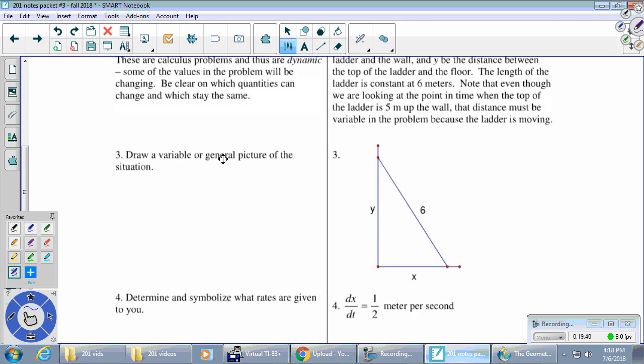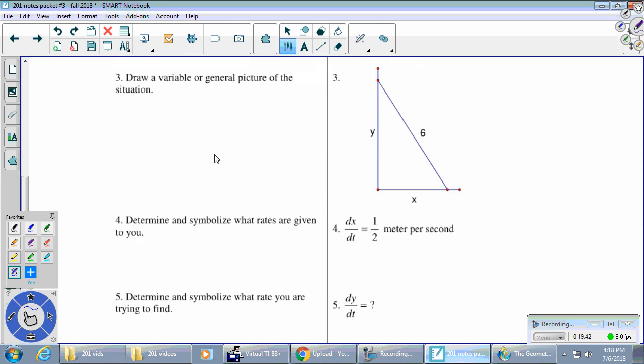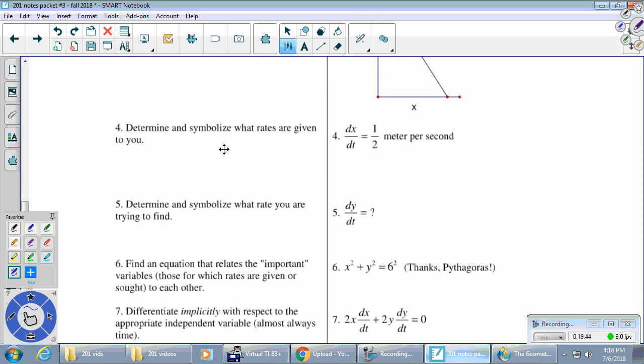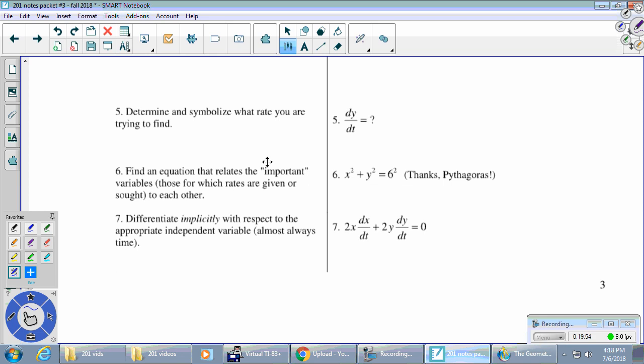Draw a variable or general picture of the situation. Symbolize what rates are given to you. We wrote down dV/dt equals 2 in that problem. Determine and symbolize what rate you are trying to find. For us, it was dh/dt equals a question mark. You want to find an equation that relates the important variables. That was the volume of the cone of water equation, V equals 1/3 pi r squared h.